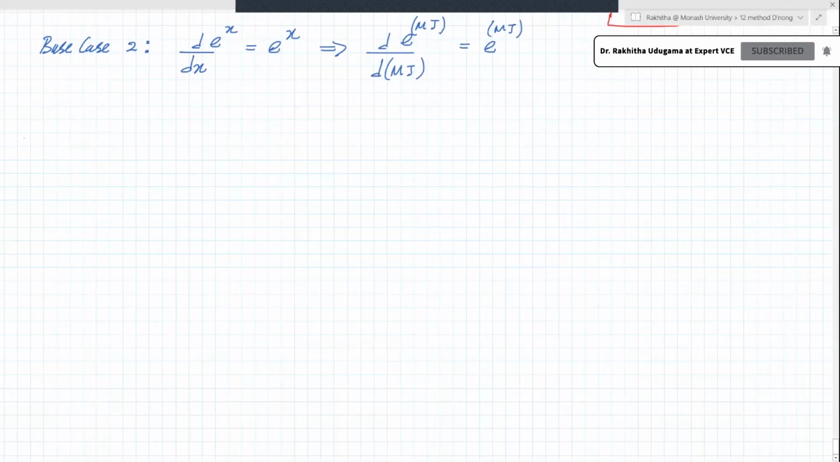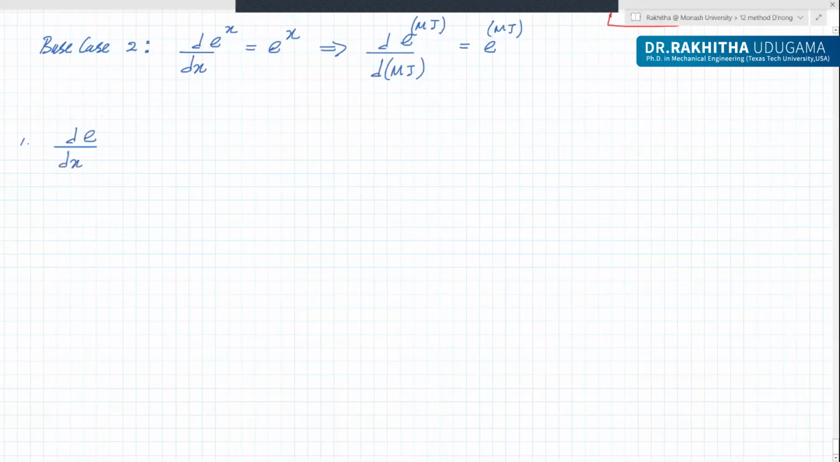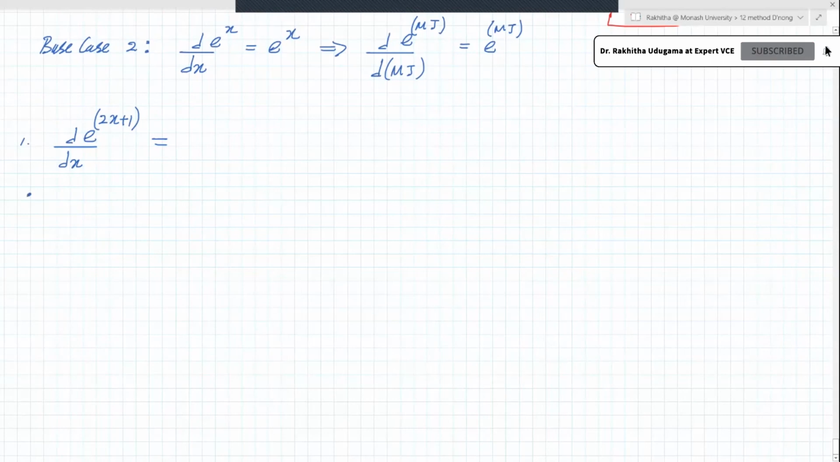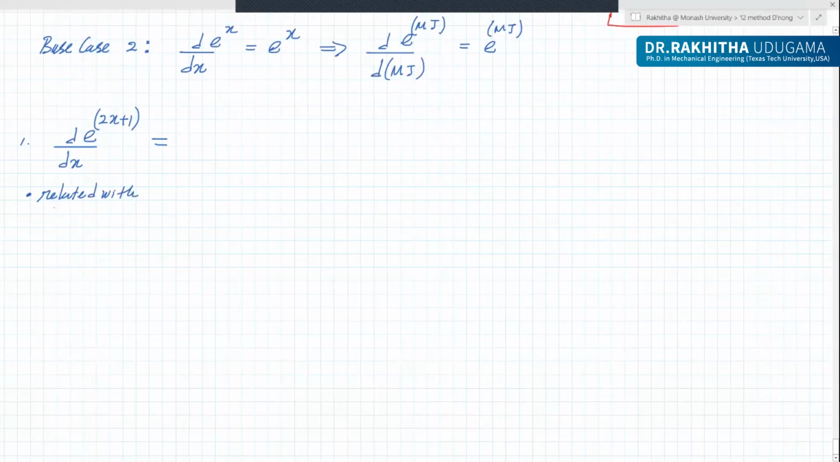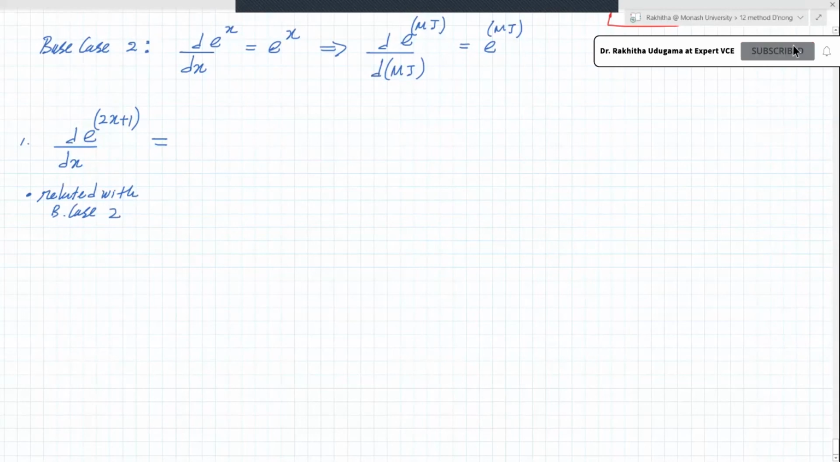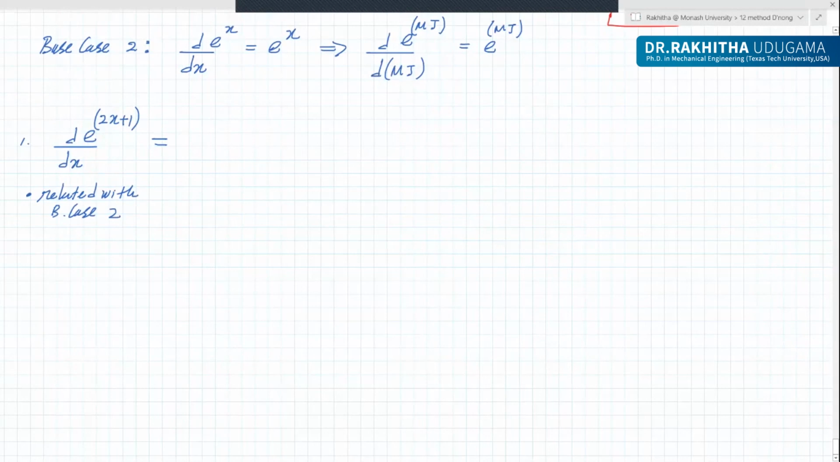Now the same chain rule is used here. If I have d/dx of e to the power 2x plus 1, how to do that? First of all, you will check which base case it is related with. It is related with base case number 2. Once you decide your base case, you will go to your mj formulation. Then you will see where mj is situated. So mj is situated here: in the denominator of BSD you have mj, and in e to the power, in the exponent, you have mj.